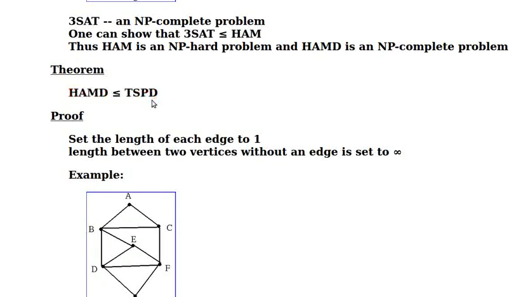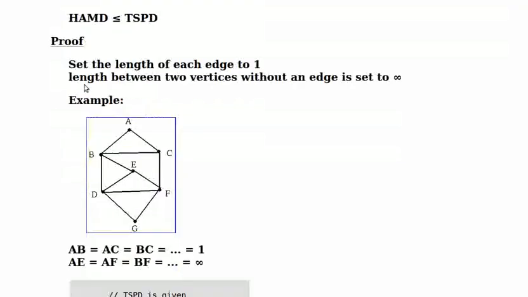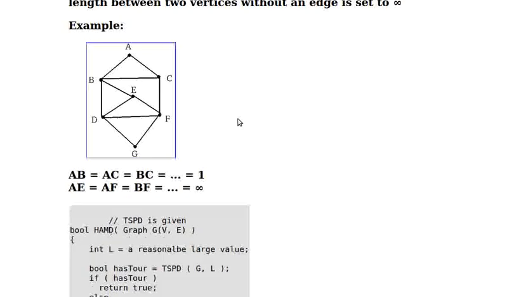Here's the proof. We begin by assigning a length of 1 to each edge in the given graph G. In cases where there is no edge connecting two vertices, the length between them is designated as infinity. In practical terms, representing infinity can be achieved by employing a sufficiently large numerical value. For example, in this graph, AB equals AC equals BC equals 1, and AE equals AF equals BF equals infinity.